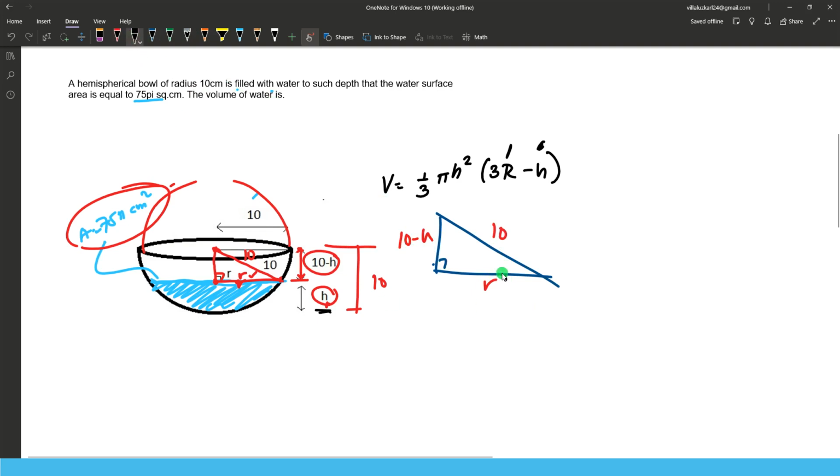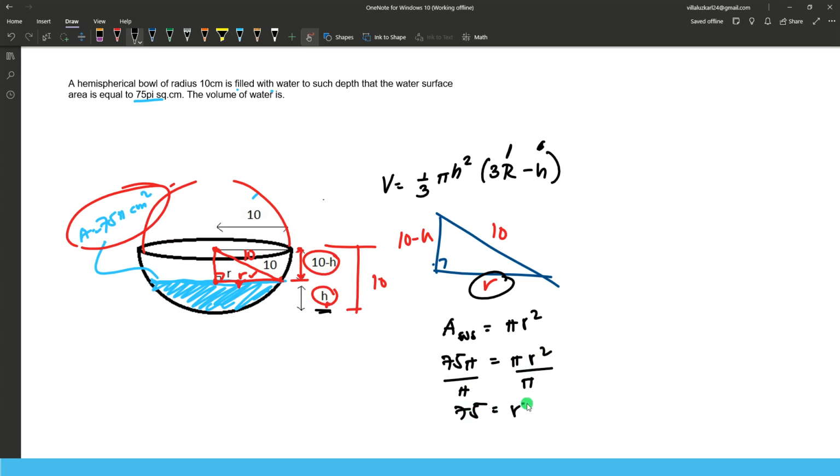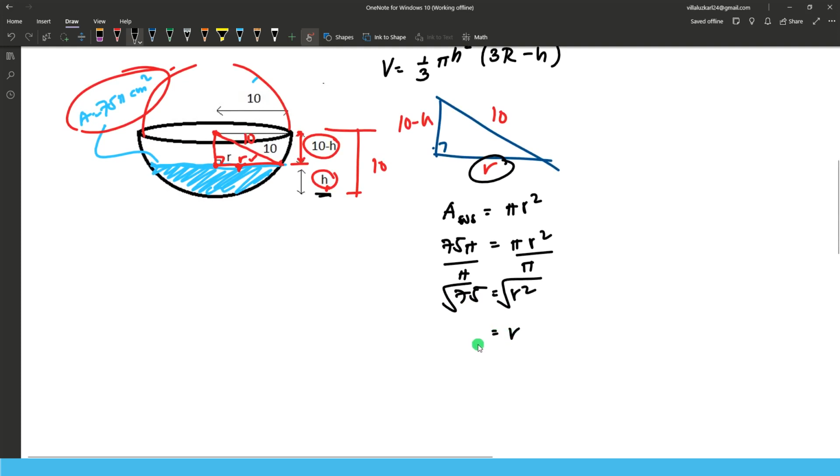To determine this r, focusing on the water surface, the area is pi r squared. So 75 pi square centimeters equals pi r squared. Divide both sides by pi. We have 75 equals r squared. Taking the square root of both sides, we have a radius of 8.66 centimeters. That's the radius of the water surface.